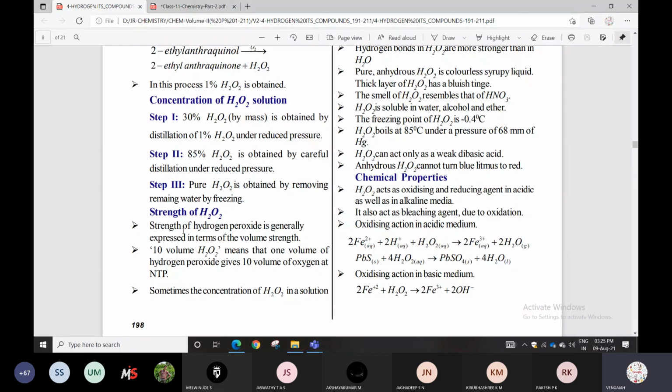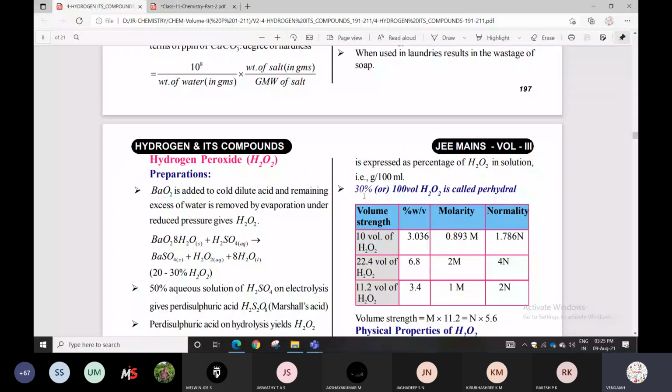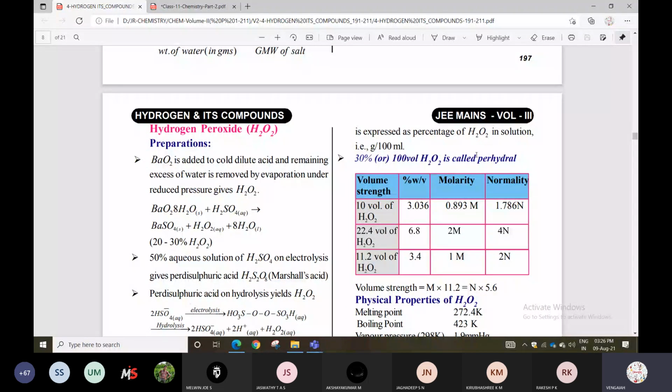One more important question: what is the meaning of perhydrol? Nothing but 30% is 100 volume H2O2, which we can call perhydrol. So they given volume strength, weight percentage, molarity, normality also. 10 volume H2O2 means containing 3% of H2O2. 22.4 liter condition, yes, 68 will be given. Just like that you can get it. Check it.